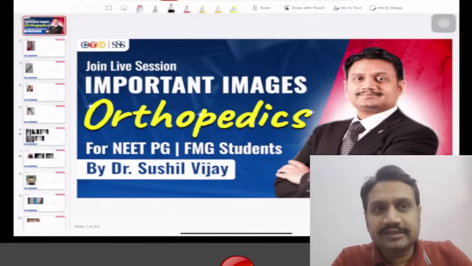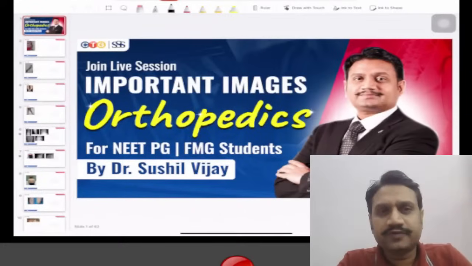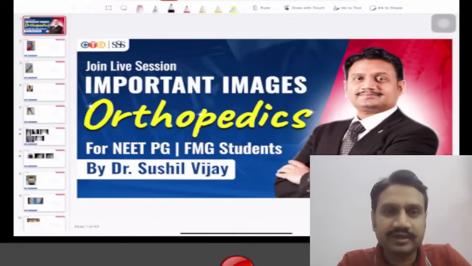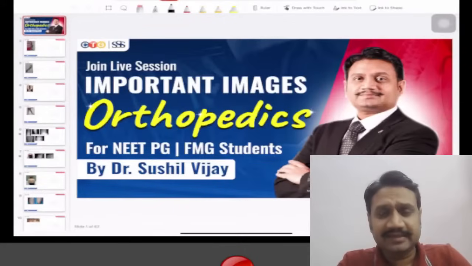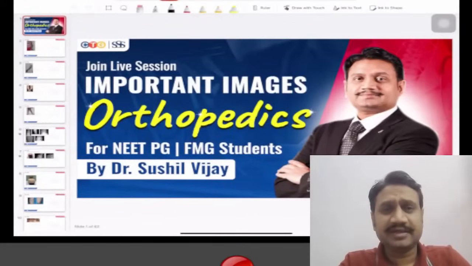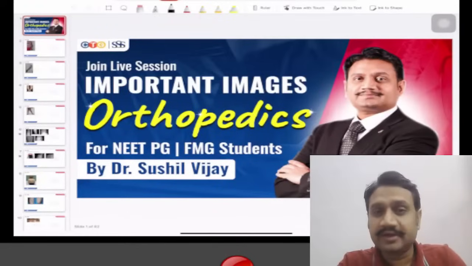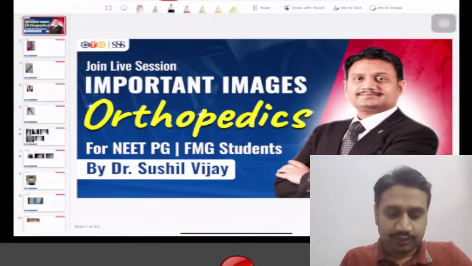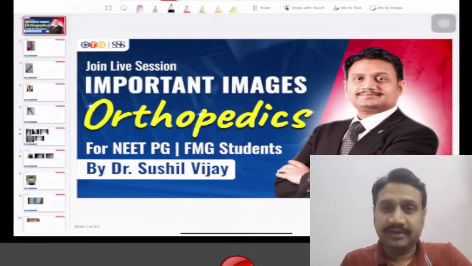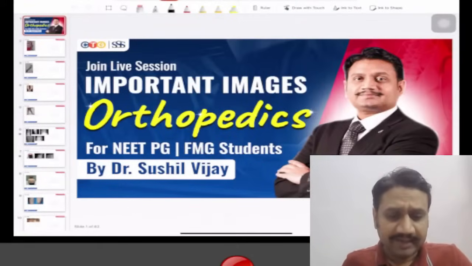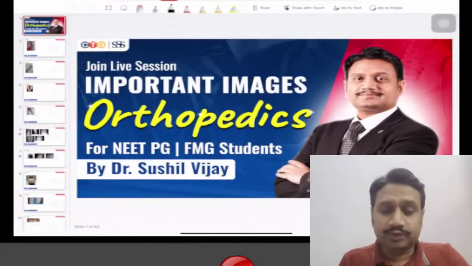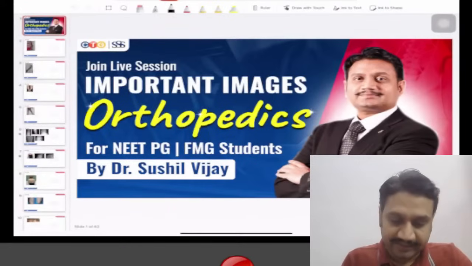So guys, today's session, the purpose is to give you some of the important orthopedic images which are useful for all your exams, whether you are going for the NEET exam or the INI-CET exam. So any exam, FMG exam, everywhere these images are actually very, very important, right? And most of them have been repeated a number of times in your exams. So without wasting much time, let me start with this. And how all the questions can be asked, that too we can discuss here itself, right?